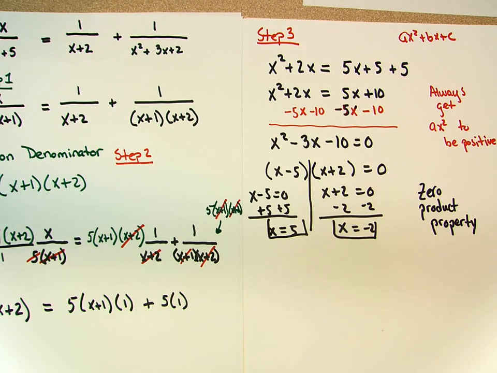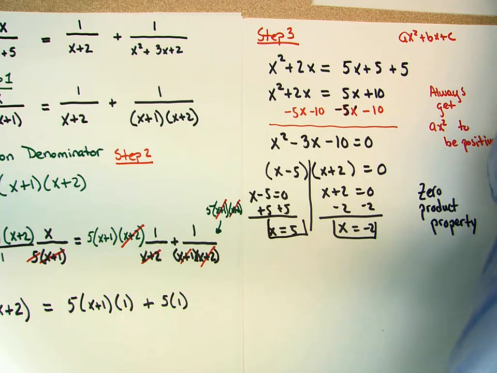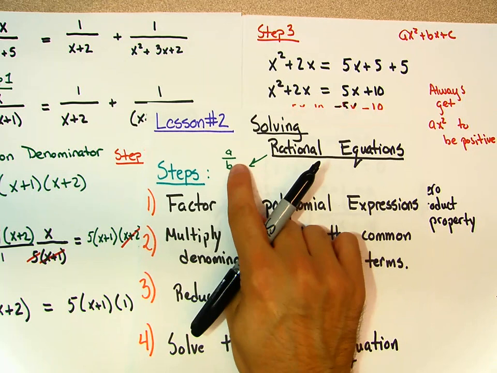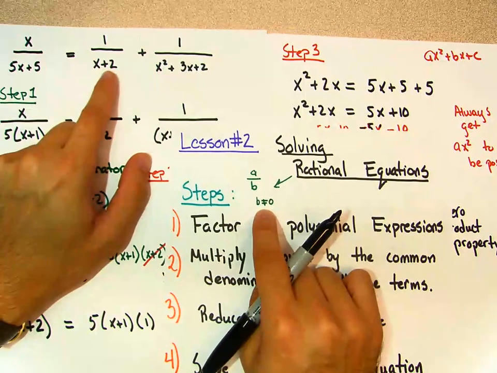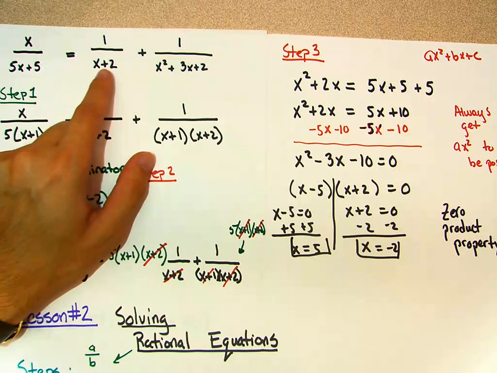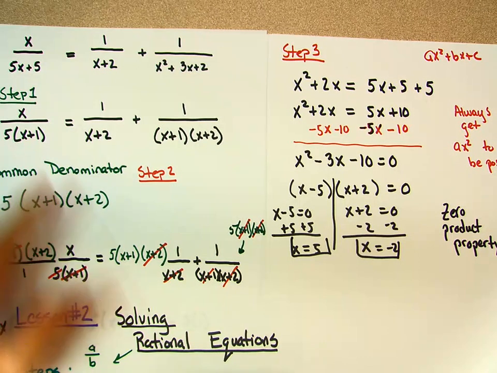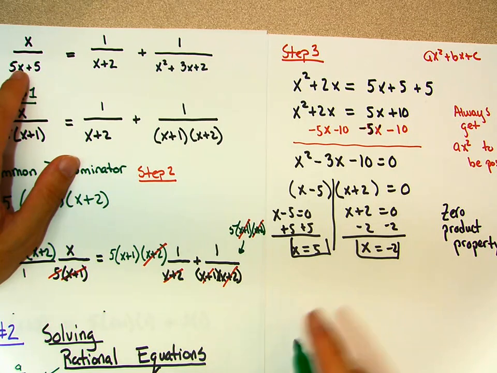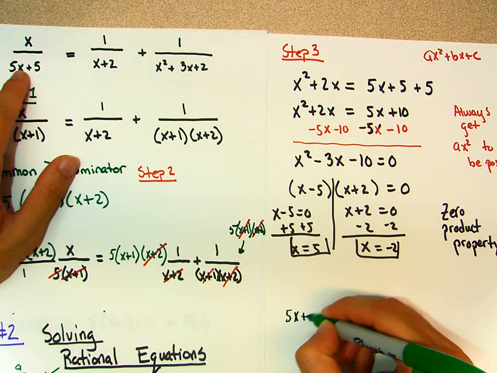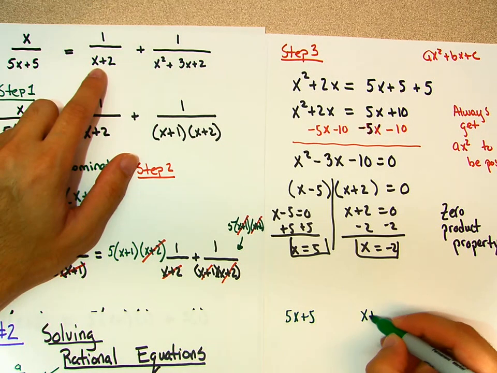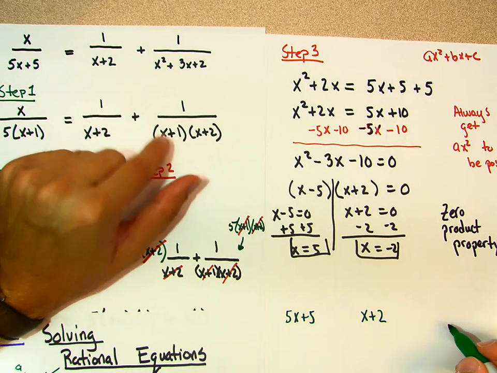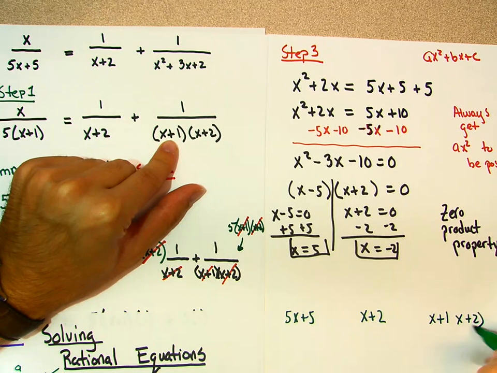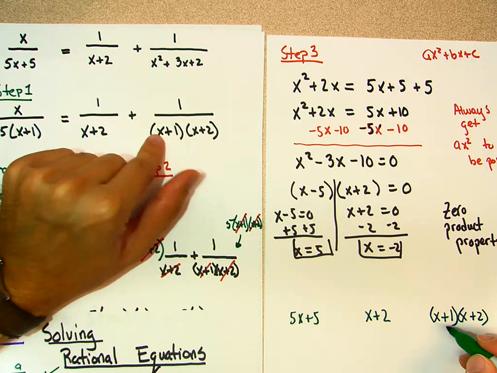Now, going back to this part here, you remember how I said our a over b, our denominator, can't be 0. So let's see. Imagine if we were to plug this in, right? Let's look at this denominator. This denominator is 5x plus 5. This denominator is x plus 2. And this denominator is x plus 1 times x plus 2, right? This is the same as this.